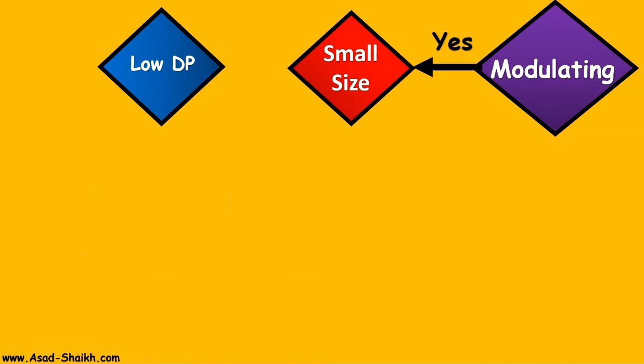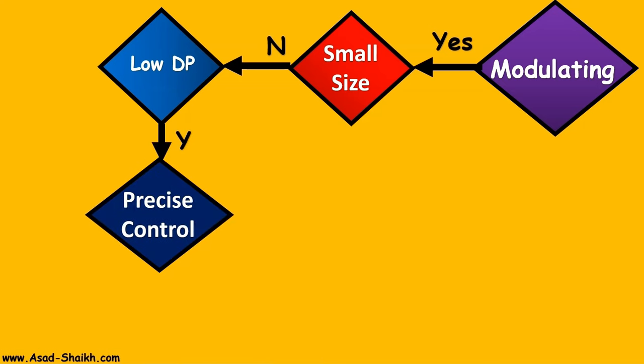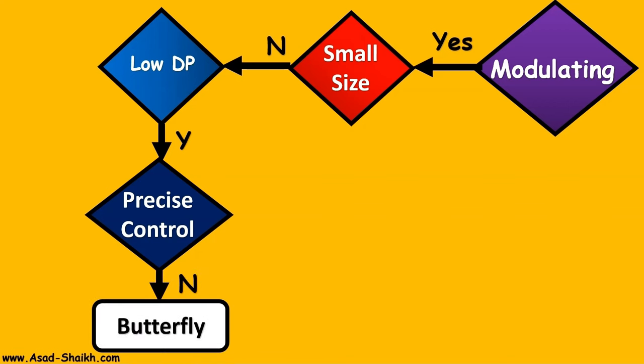So we had first a modulating service, yes. Let's imagine the size is larger, then you go to DP. If the DP is low, then you go and see whether precise control is required or not. If precise control is not required, because butterfly valves compared to globe valves can't give you that precise flow, then it is better to go for butterfly valves. So you will save a lot of cost.